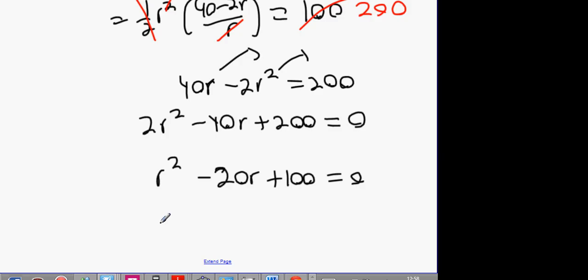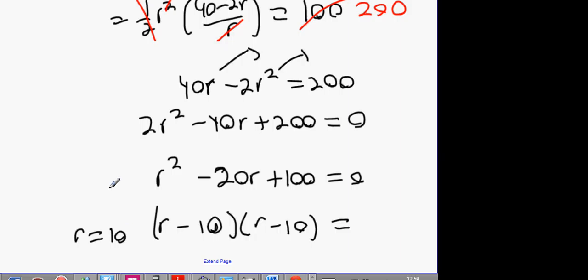What we're going to get here is r minus 10 and r minus 10. So the radius equals 10. Now remember, it can't be a negative number, so r equals 10 is the answer to that question, right?